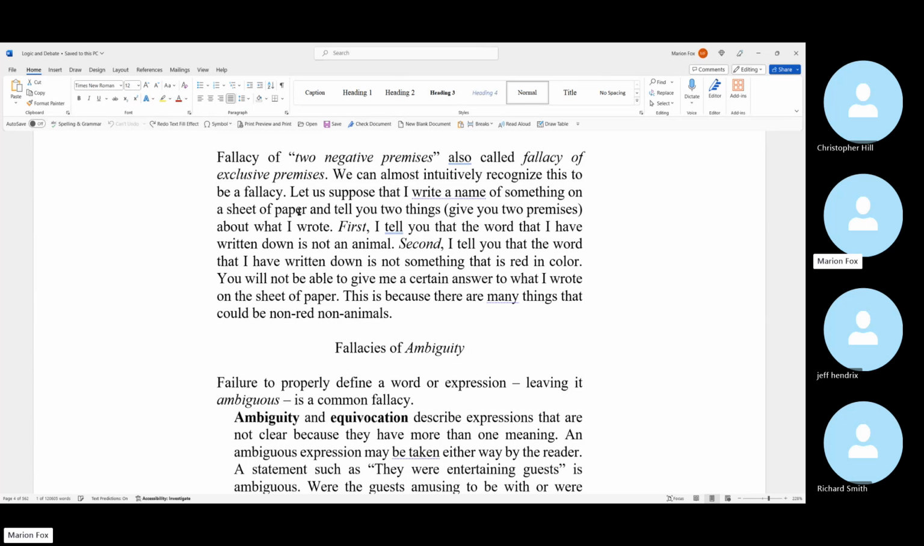You will not be able to give a certain answer for what I wrote on a sheet of paper, other than that the information won't lead you to a proper conclusion. Why? Because there are many things that could be non-red, non-animals. Okay? So we see here that a double negative, two negative premises, won't give you a conclusion. That's certain. You can't be certain of the conclusion. Any questions?